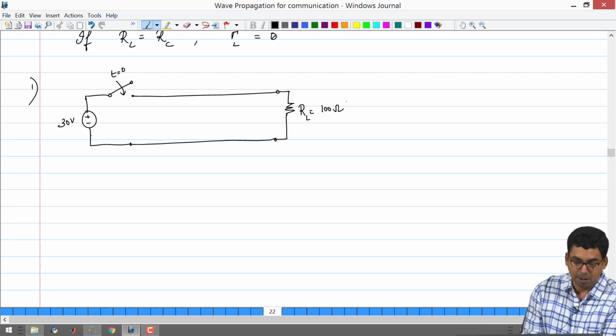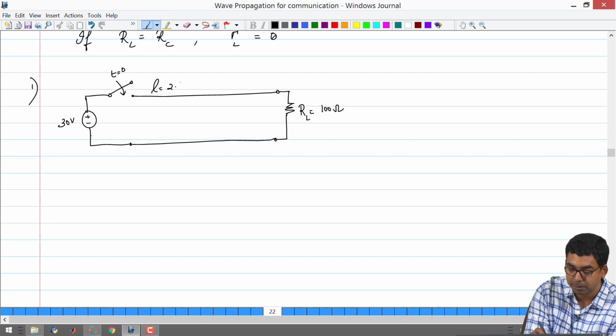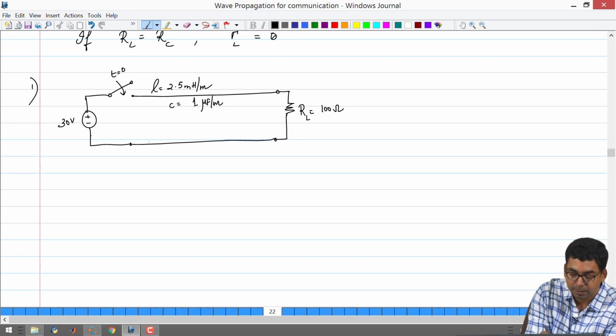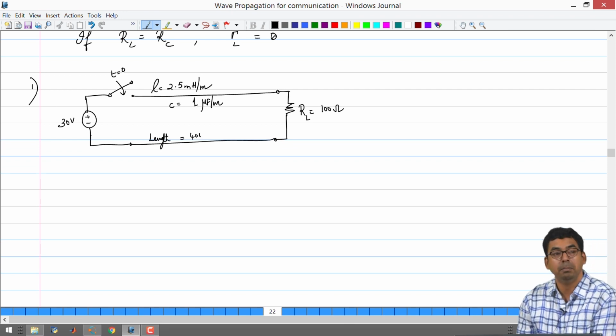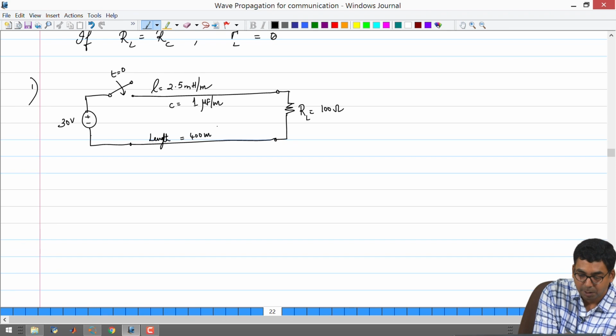And in order to specify that this is a transmission line, some other information is added to it. L is equal to 2.5 millihenries per meter. C is equal to 1 microfarad per meter. And the length is given to be 400 meters. It's a long distance. So there are a lot of things that can be calculated. I'll ask the question each time and I'll then mark the solution.